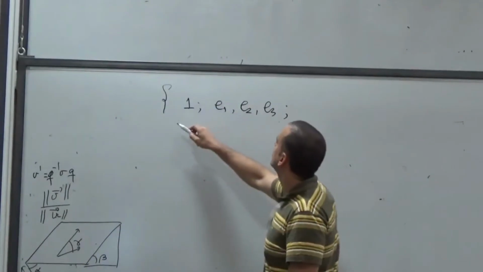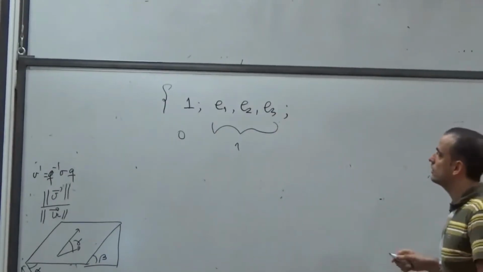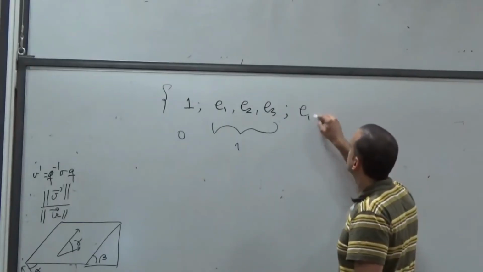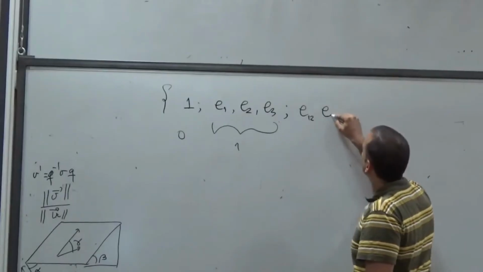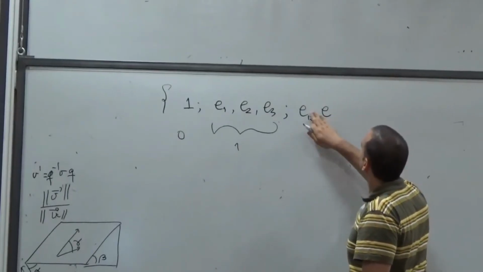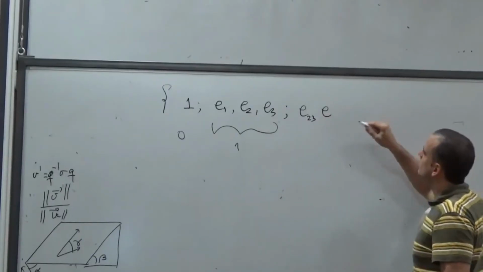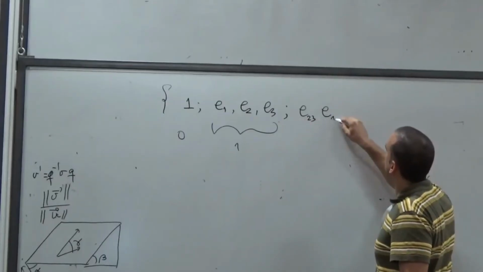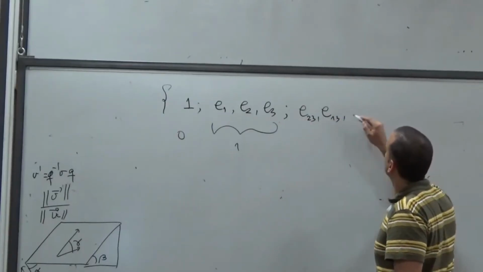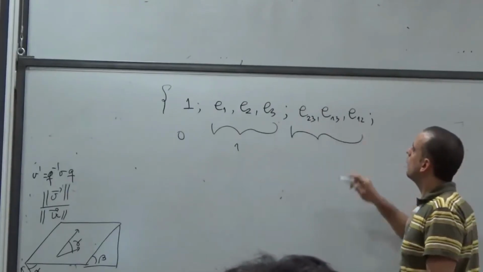I'm going to separate: this is the grade 0 part, this is the grade 1 part, one vector. And then we have two vectors. I'm going to write E1, 2, or maybe I'm going to do the way we usually do in physics: 1, 2, 3, then this is 1, 3, and this is the grade 2 bivector.